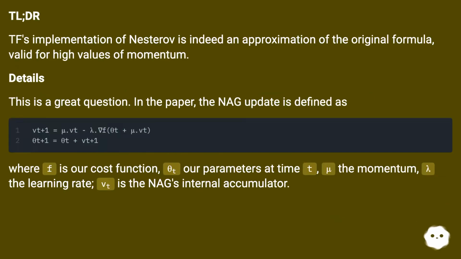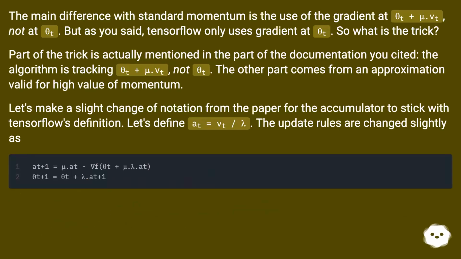TLDR. TF's implementation of Nesterov is indeed an approximation of the original formula, valid for high values of momentum. Details. This is a great question. In the paper, the NAG update is defined as, where f is our cost function, theta_t are parameters at time t, mu the momentum, lambda the learning rate, v_t is the NAG's internal accumulator. The main difference with standard momentum is the use of the gradient at theta_t plus mu.v_t, not at theta_t. But as you said, TensorFlow only uses gradient at theta_t.